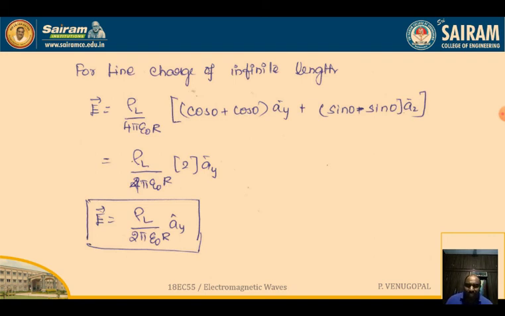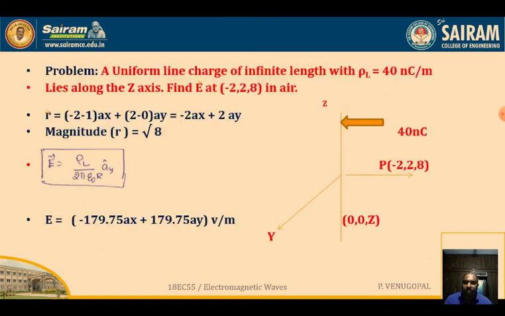So this is the final required equation for the electric field intensity due to a line charge distribution of infinite length. The electric field intensity due to an infinite line charge distribution is vector E is equal to rho L divided by 2 pi epsilon naught R into vector Ay.